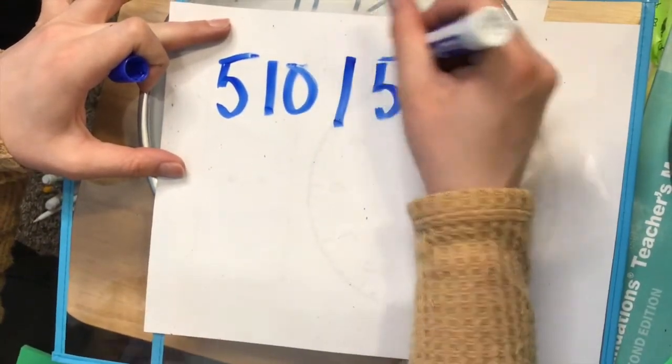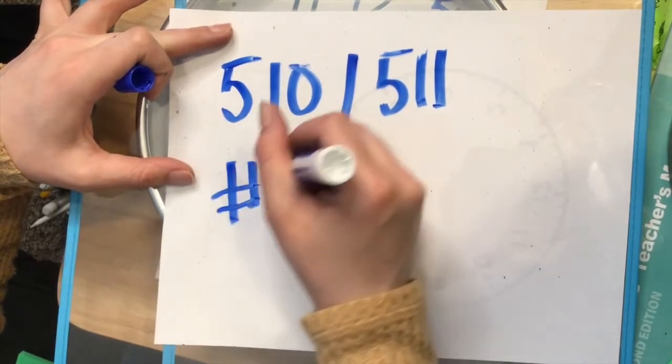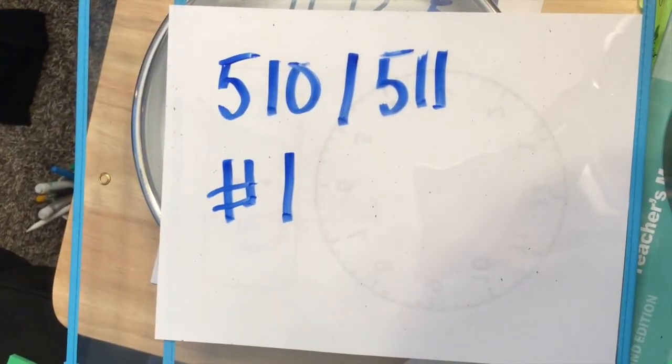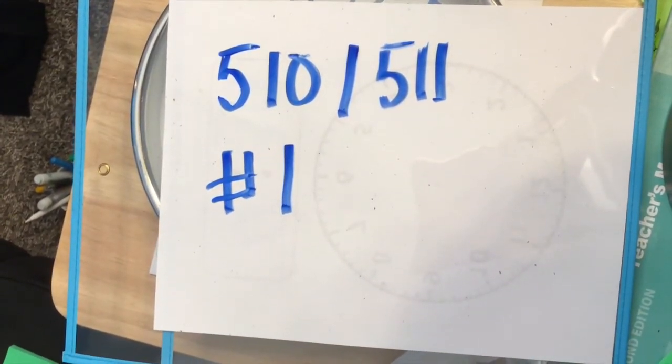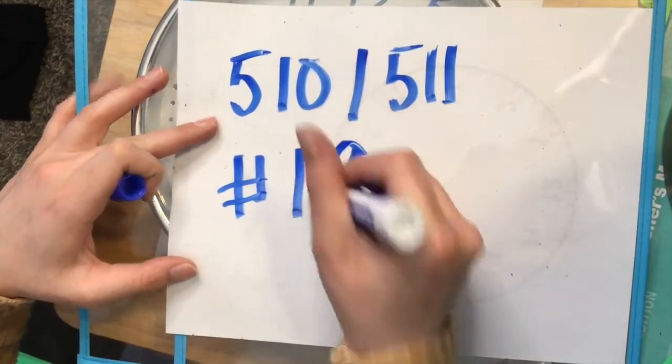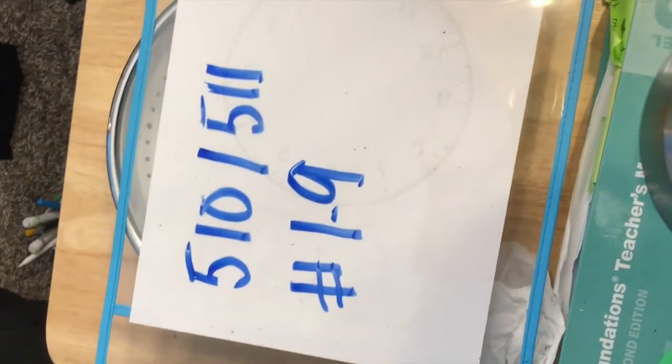and 511, numbers, I think it's 1 through, let me check my book, 1 through 9. You're going to complete numbers 1 through 9 on page 510 and 511.